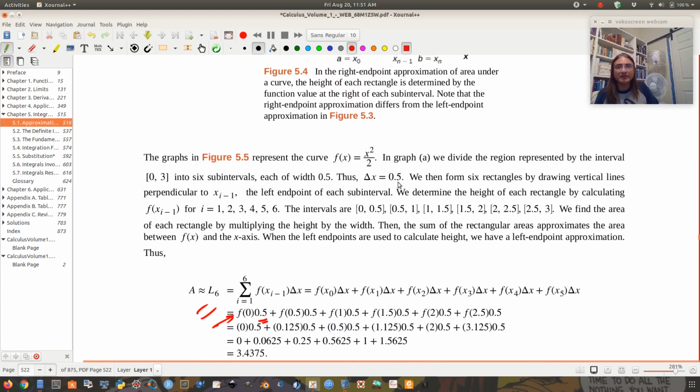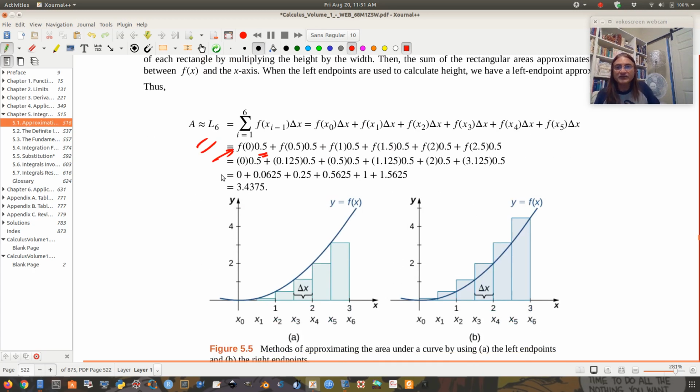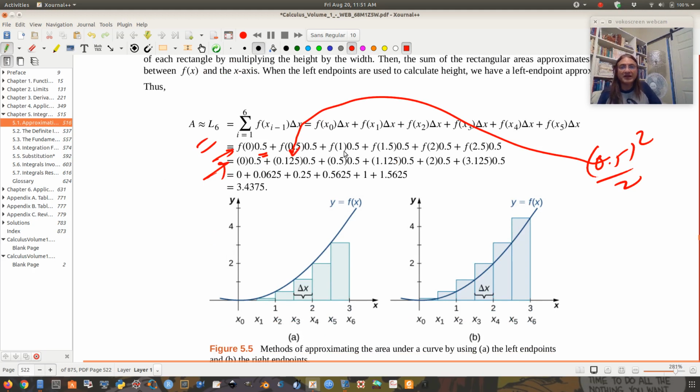So for example, if the function is x squared over 2, f of 0 is 0. What is f of 0.5? It is 0.5 squared over 2, that will be 0.125. What is f of 1? 1 squared over 2, which is 0.5.